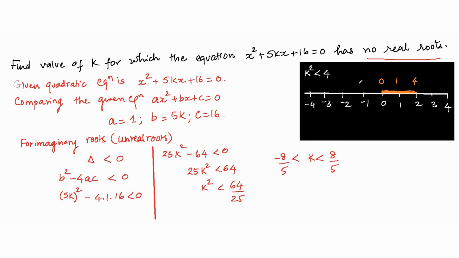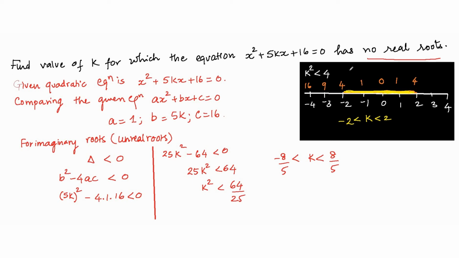At the same time, consider the squares of negative numbers as well. Negative 4 square is positive 16, negative 3 square is positive 9, negative 2 square is positive 4 and negative 1 square is positive 1. So now you will notice that all the numbers between minus 2 and 0 have squares which are less than 4. This means if k square is less than 4, then the value of k has to be less than 2 as well as greater than minus 2, because any number between minus 2 and plus 2 will have its square less than 4.